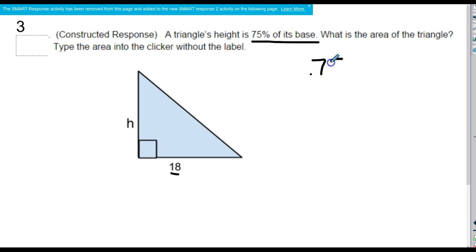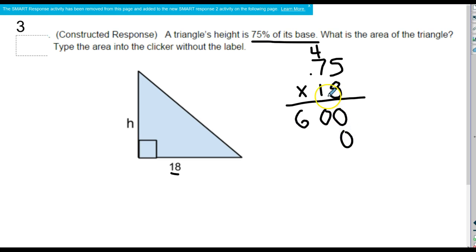So I'm going to take 75%, which turns into 0.75 as a decimal, and then multiply that by 18. 75% of 18 means multiply. So I have 5 times 8, that gives me 40. And then I have 8 times 7, that's 56, plus 2, that gives me 60. Add my placeholder 0. Now I have 1 times 5, that's 5. 1 times 7, that's 7.